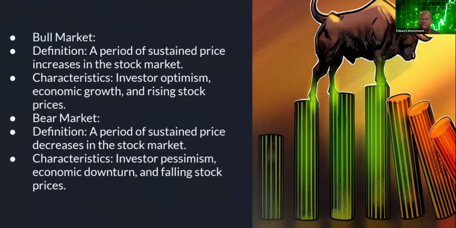Bear market meaning recession, that is the market will be. So based on this definition, a bull market is a period of sustained price increase in the stock market. The characteristics are investor optimism, economic growth, and rising stock market prices. So based on what is happening from the beginning of this year to now, what kind of market will we say we are in now?